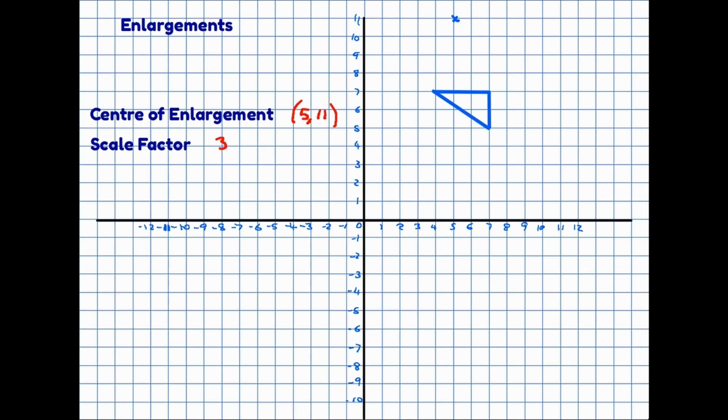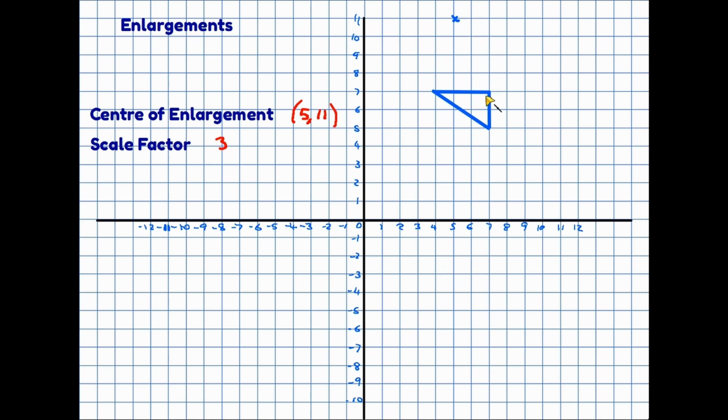Let's take a look at a slightly different situation here. We now have a new triangle, and we are told that the center of enlargement is not the origin, it's at 5, 11, so I've marked it on the graph here. I'm also told that the scale factor is now 3. That tells me two things. The new triangle will have sides which are 3 times larger than the original, and it will also be 3 times further away from the center of enlargement.